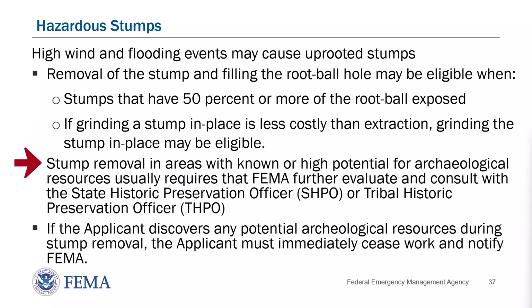If you're dealing with a historic district or any potentially historic sites, be cautious. When it comes to stump removal in areas with Civilian Conservation Corps projects or known or high potential for archaeological resources, the situation usually requires that FEMA further evaluate and consult with State Historic Preservation Officers or Tribal Historic Preservation Officers. This is especially true if you have upturned trees near sidewalks in historic districts. Such assessments are reimbursable by FEMA. If an applicant discovers any archaeological resources during stump removal, all work must cease, and FEMA should be notified immediately.